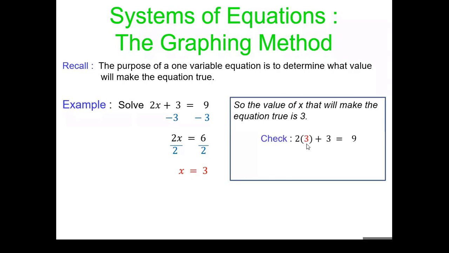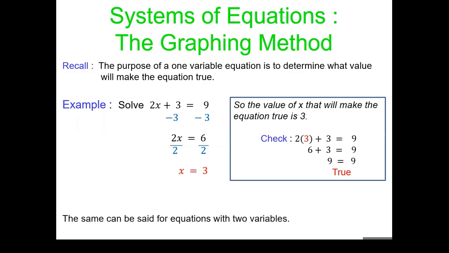And so notice that if we plug in 3 to the left side of the equation, then 2 times 3 gives me 6, plus 3 is in fact 9. So sure enough, this is true. And so when we're solving an equation, that's what we're trying to do. We're trying to find the value of x that makes the equation true. Well, the same can be said for any equations that have 2 variables or even 3 variables. We're now simply asking what values of x and y will make that equation true.